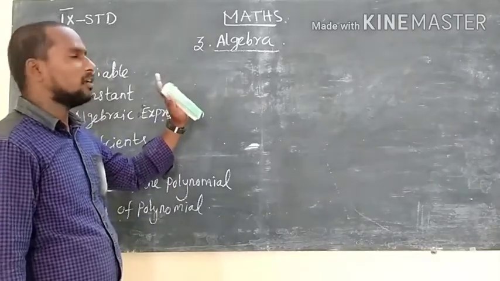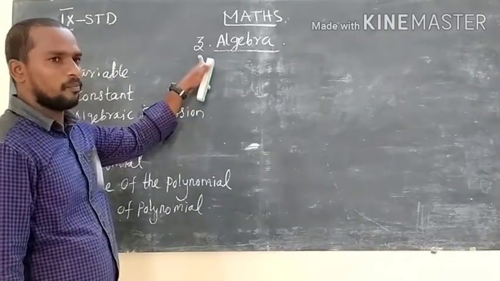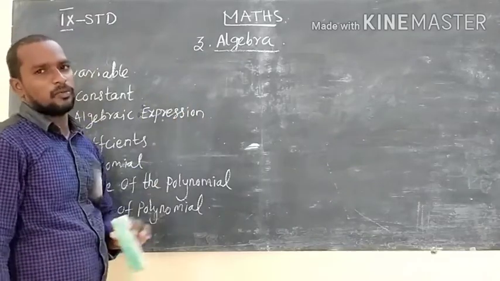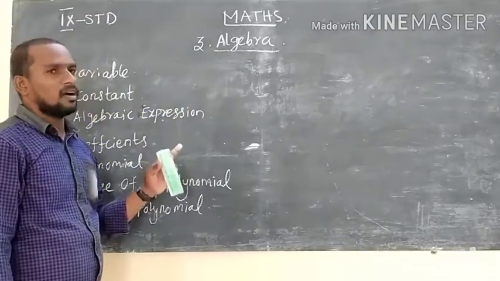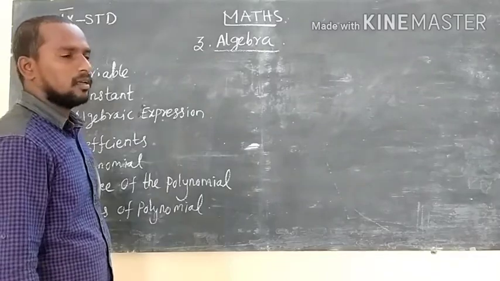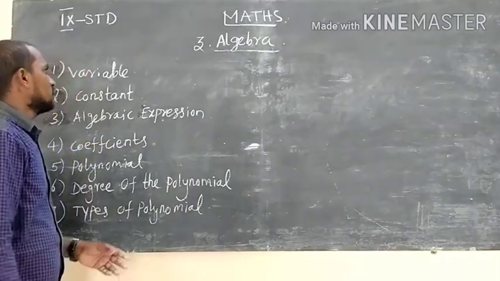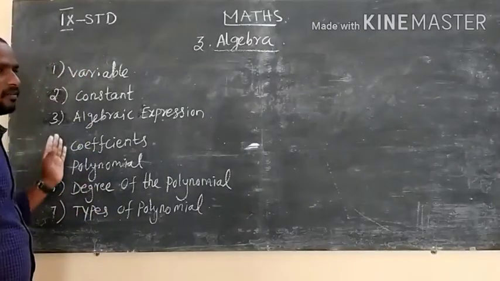In this section we are going to see about the third chapter, algebra. This is an important branch of mathematics. The father of algebra is Diogenes. Before we start the exercise, there are some definitions.